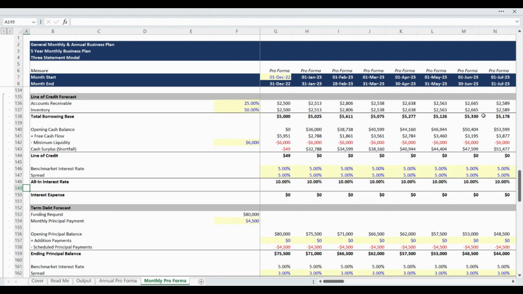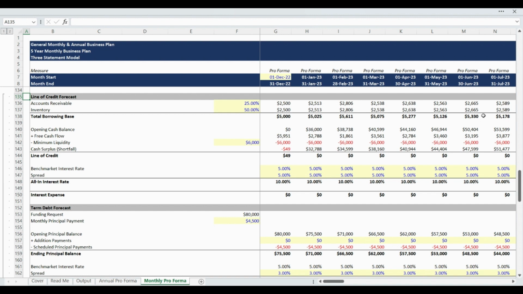The next section in the model contains the line of credit and long-term debt forecast. The line of credit is used to fund any operating cash shortfalls and includes an assumption for a minimum liquidity metric. To model the line of credit, we begin by entering the percentage of accounts receivable to be financed in cell F136 and the percentage of accounts payable to be financed in cell F137. If you desire to include a minimum liquidity threshold, the value can be entered in cell F142. The calculations will automatically determine how much will be drawn on the line of credit.